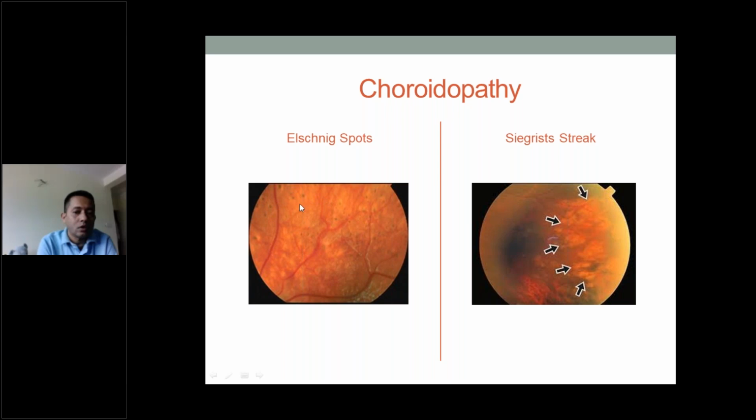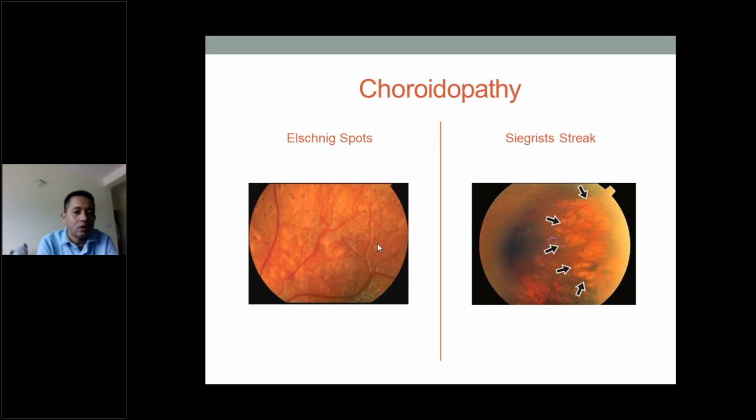In the early phase, these areas will be slightly brightly illuminated, or like yellow dots, and later on they develop pigmentation. This is mostly seen in the mid periphery. If you go slightly more peripheral, what you see is a Siegrist streak, which is basically damage to the choroidal vessel that causes streak-like atrophy of the RPE later on. This also becomes pigmented later on. So what happens with hypertension in the choroid is there's a vasospasm, and there's also compromise of blood supply.